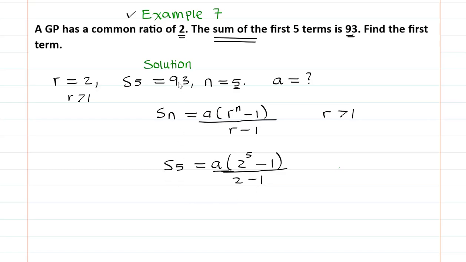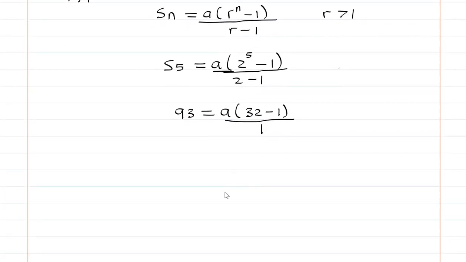What is S5? The sum of the first 5 terms is 93. So we substitute for it: 93 equals the first term A into, what is 2 to the power 5? 2 power 5 is 32, but minus 1, over 2 minus 1 which is 1. So 93 equals A into 32 minus 1, we get 31. If we divide this expression by 1, it remains the same. Any number divided by 1 does not change. Therefore, 93 becomes equal to A times 31, we shall have 31A.